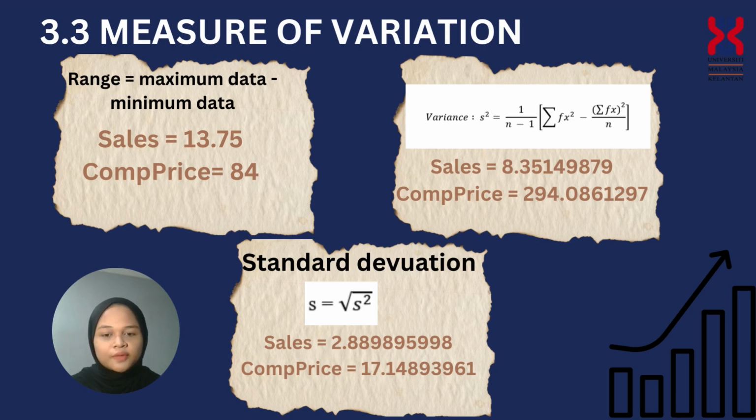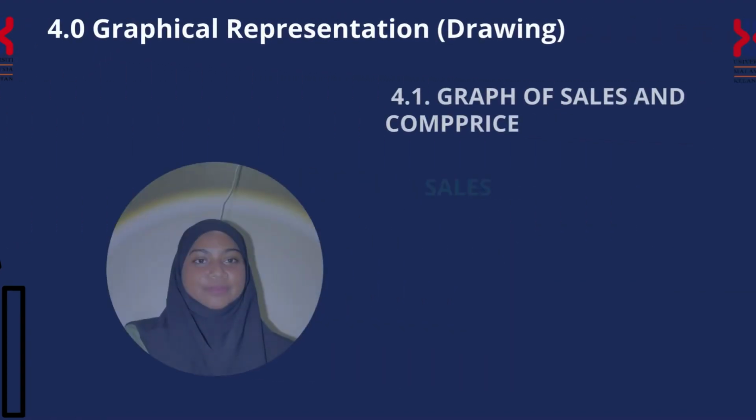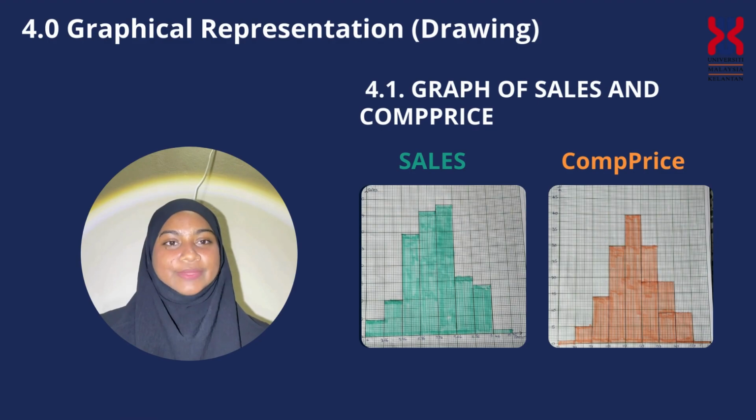This is the formula for standard deviation. For sales it is 2.8898959998, and for comprice it is 17.14893961.